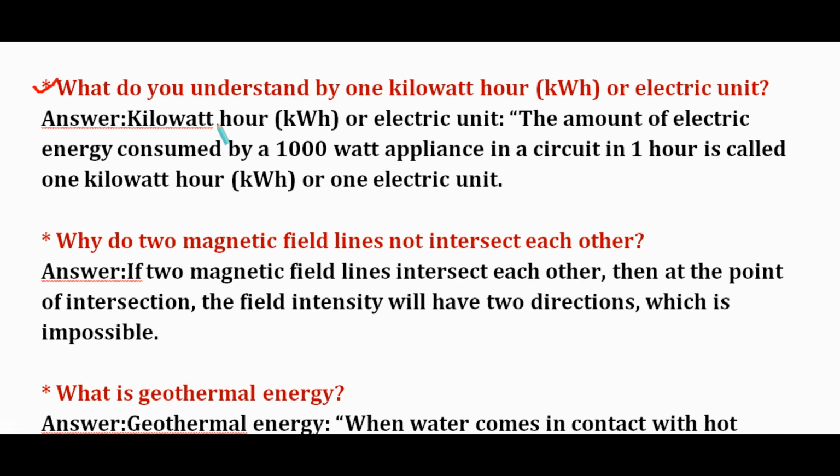Now the question is, what do you understand by 1 kilowatt hour or electric unit? The amount of electric energy consumed by 1000 watt appliances in a circuit in 1 hour is called 1 kilowatt hour or 1 electric unit. Next question is, why do two magnetic field lines not intersect each other? If two magnetic field lines intersect each other, then at the point of intersection, the field intensity will have two directions, which is impossible.